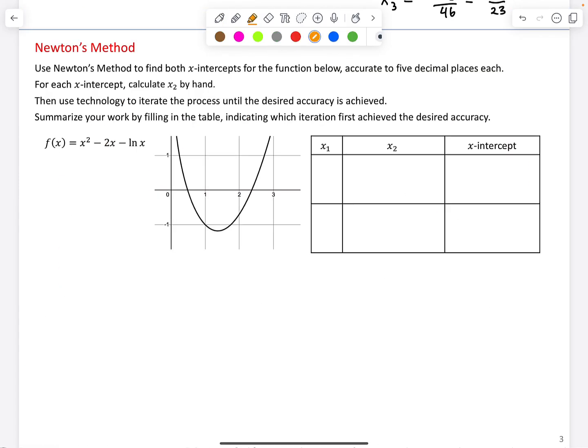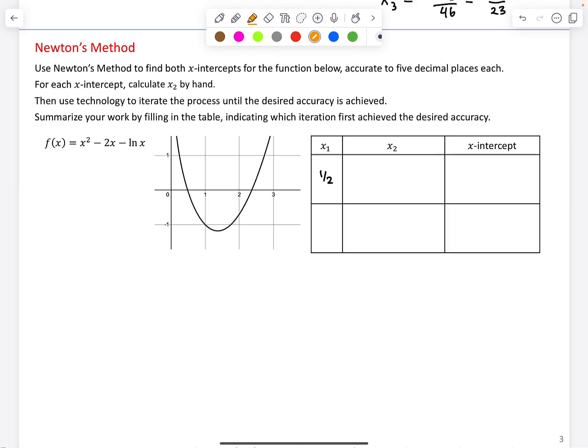Use Newton's method to find both x-intercepts for the function below, accurate to 5 decimal places each. For each x-intercept, calculate x2 by hand. Here's our function. I can see 2 x-intercepts. Let's focus on the one on the left first. It appears to be around 1/2. So I'm going to use 1/2 as my first initial guess.